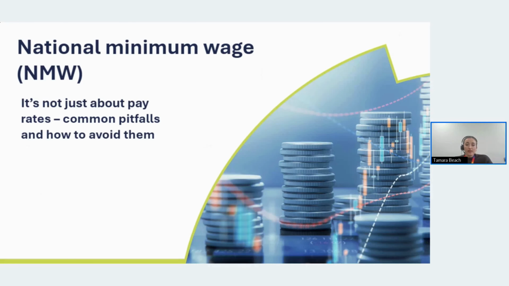So I'm drawing closer to the end of our presentation now. This is our third and final topic, and that is national minimum wage. The national minimum wage is the legal minimum hourly rate that most workers in the UK must be paid. It varies by age and apprenticeship status.